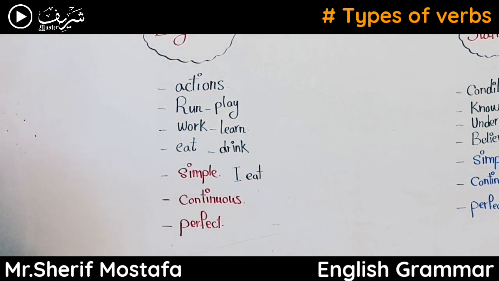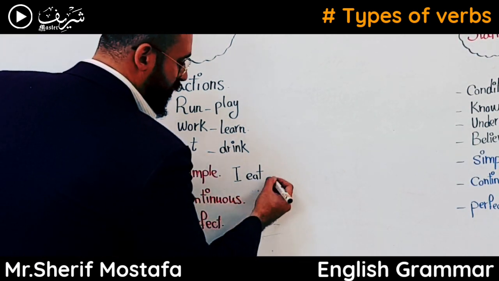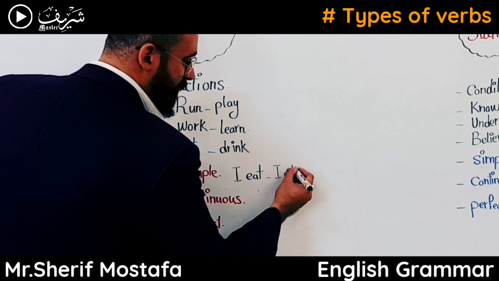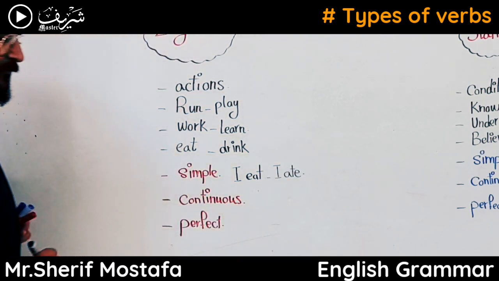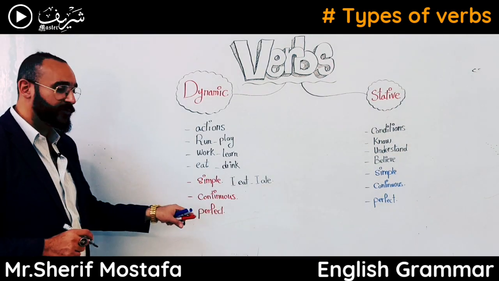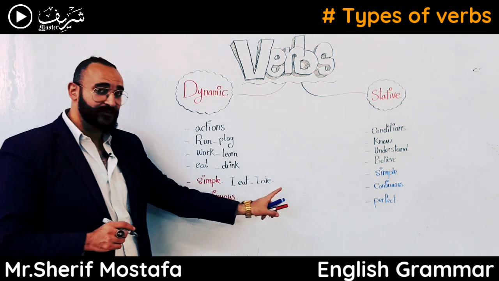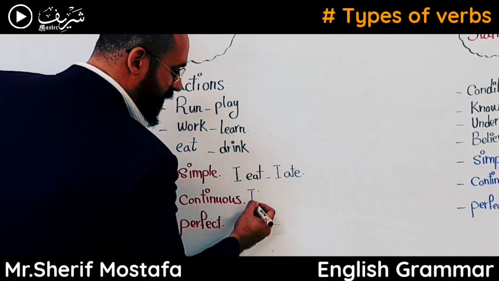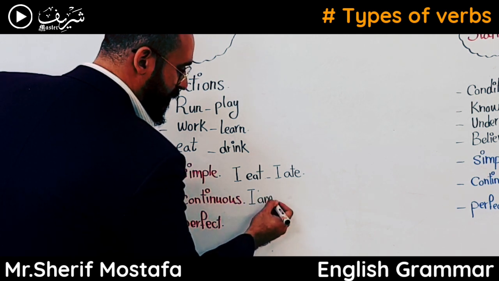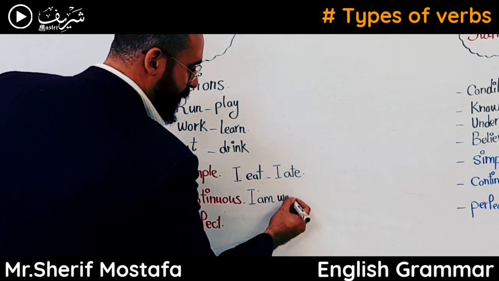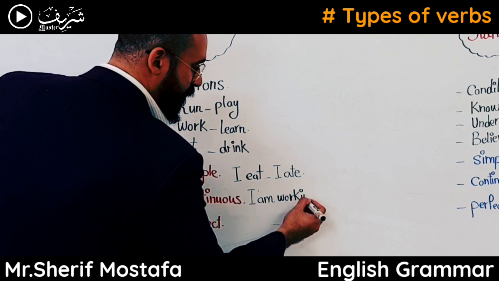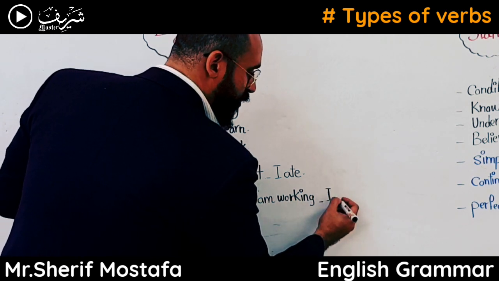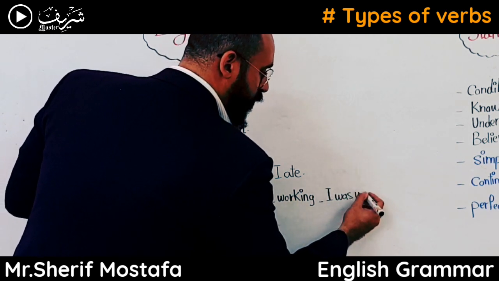I eat, or I ate. So this is related to the simple form, which is mainly the present and the past. And for the continuous form, we can say, I am working. Also, I was working.